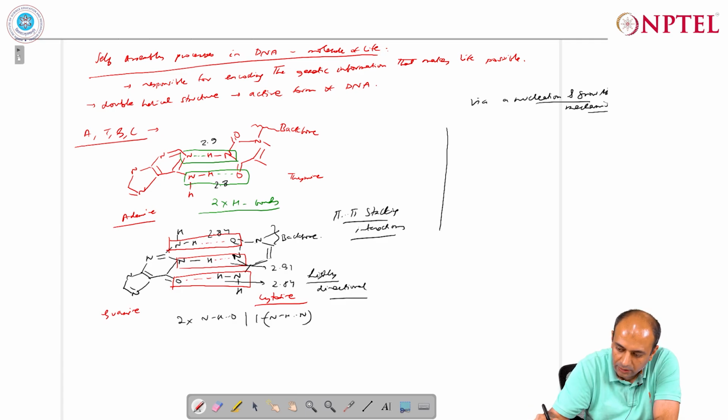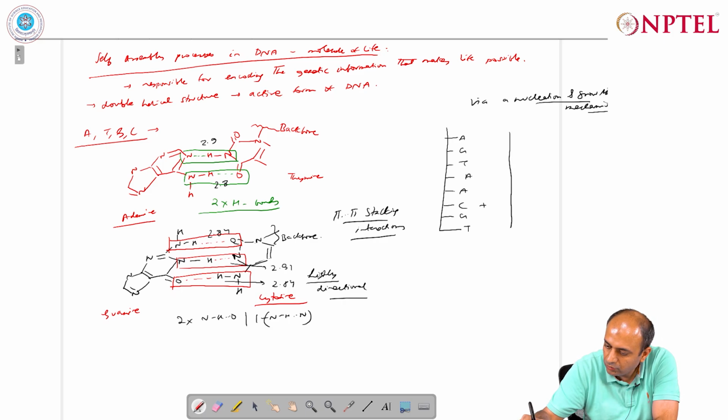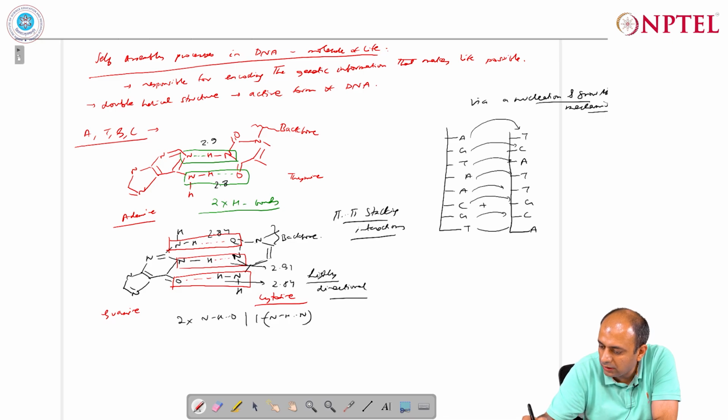So for example, let us consider one strand to start with. Let us consider A, G, T, A, C, G, and T. And then we have another strand which is T, G, A, T, T, G, C, and A. So the strand here has base pairs which are complementary. So A we know is complementary with T, G is complementary with C, T is complementary with A, A with T, C with G, G with C, and T with A.